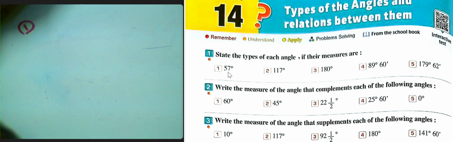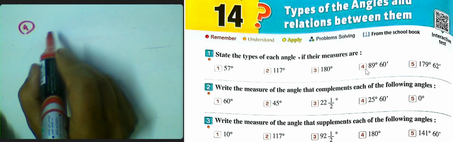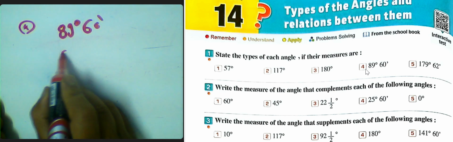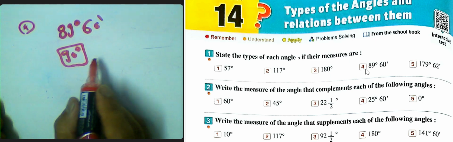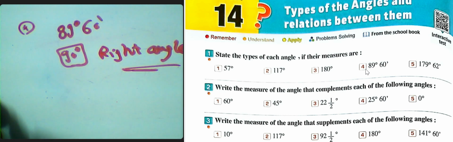Okay, I will select the result here by mouse and tell you the result. 57 is acute because the measure of 57 is less than 90 degrees and greater than 0 degrees. 117 degrees is obtuse because the measure of 117 is greater than 90 and less than 180. 180 degrees, we call this a straight angle. And what about question number 4? We have 89 degrees and 60 minutes. It will be 90 degrees, so it will be a right angle.